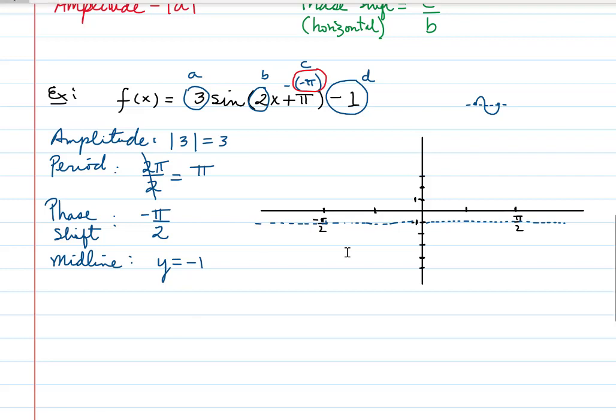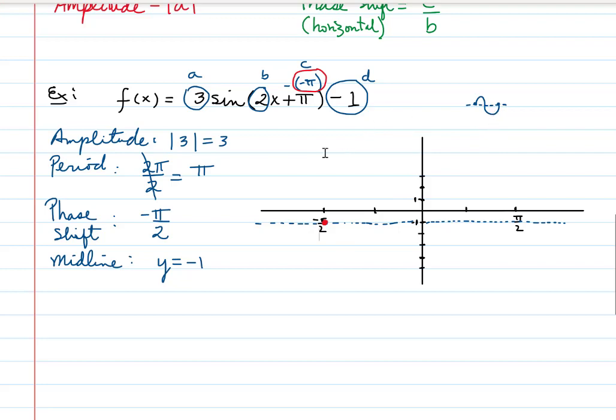I'm going to do this in a different color so you can see it. So right on the midline at negative pi halves is my starting point, right? From that point, we're going to go 1 period to our ending point. Remember, the period is the horizontal distance that it takes the whole wave to complete the whole cycle. So I know I'm starting at negative pi halves right on the midline, and I'm going to end right on the midline, according to my graph of sine.